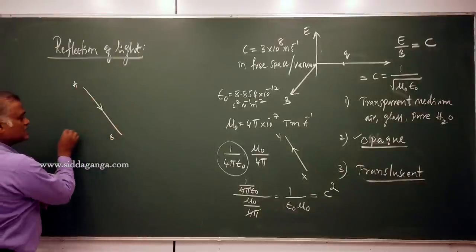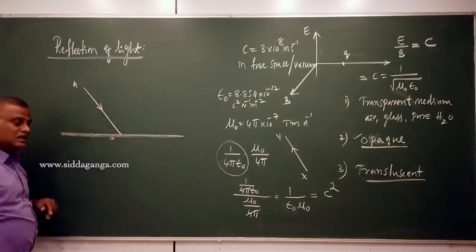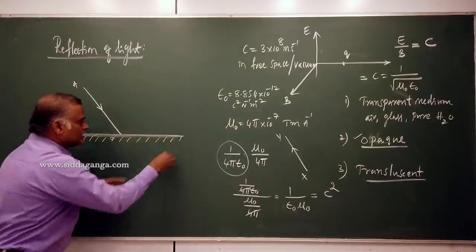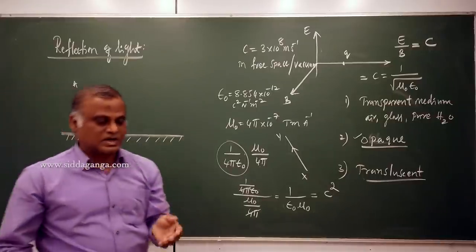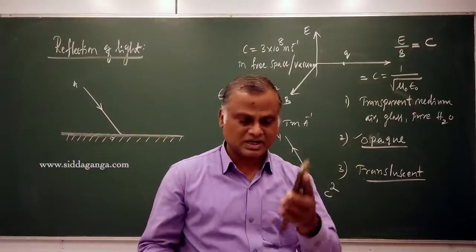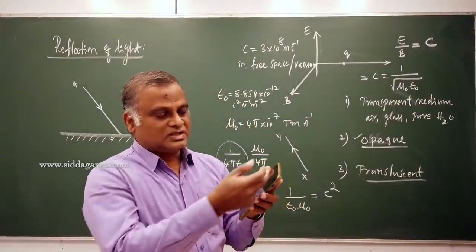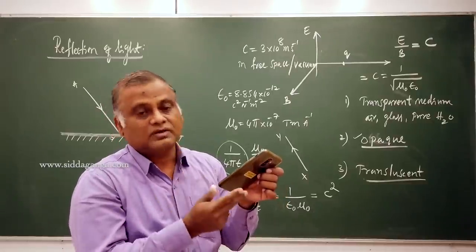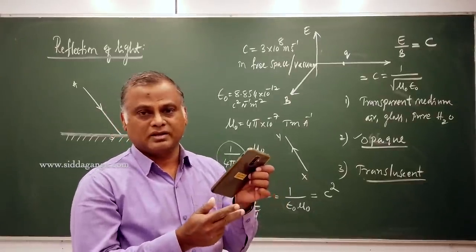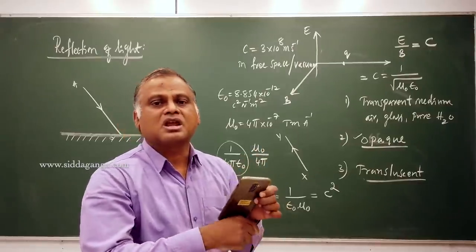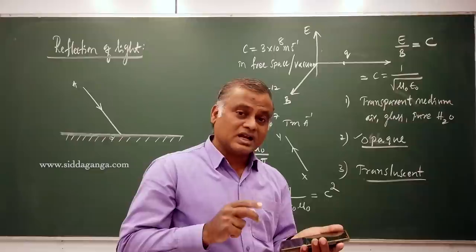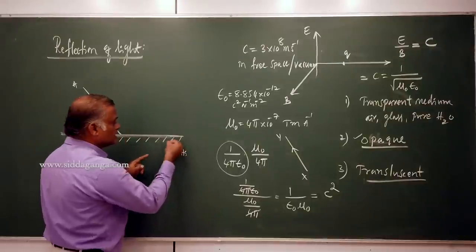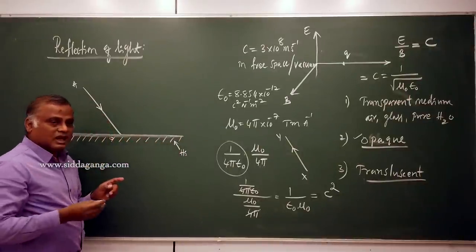When this light is made to fall on a certain reflecting surface. One surface is completely silvered, with good quality of material. This is highly silvered, and the top surface again acts as a reflecting surface.